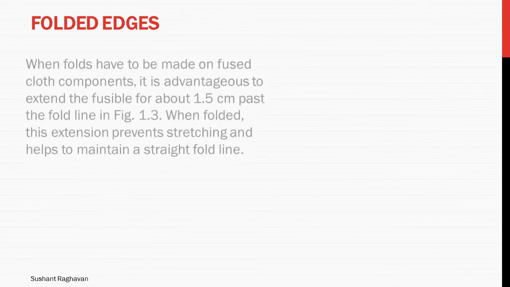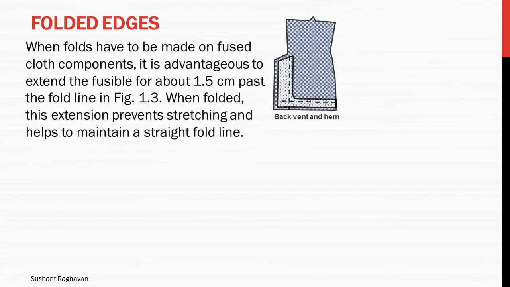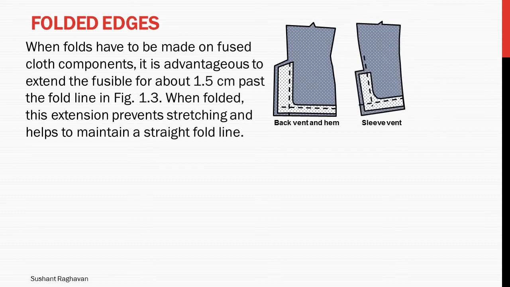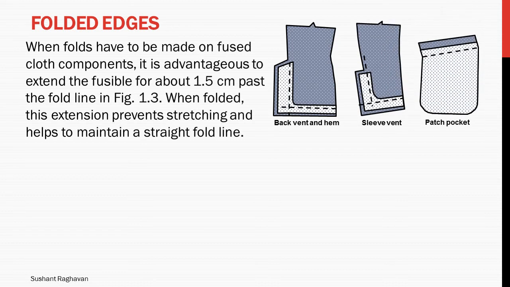Folded edges. When folds have to be made on fused cloth components, it is advantageous to extend the fusible for about 1.5 cm past the fold line, in figure 1.3. When folded, this extension prevents stretching and helps to maintain a straight fold line.